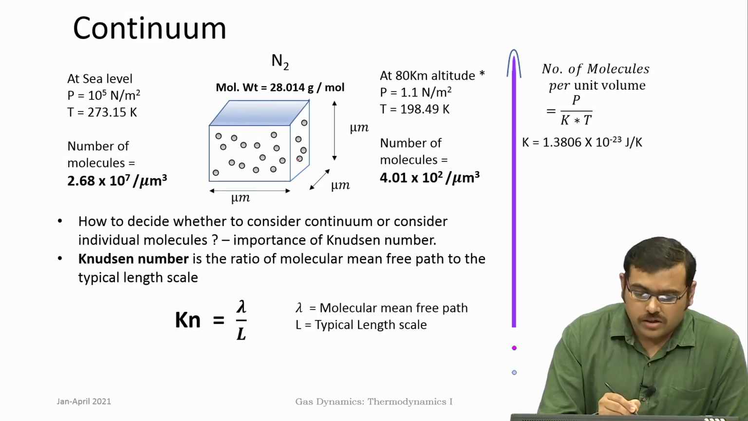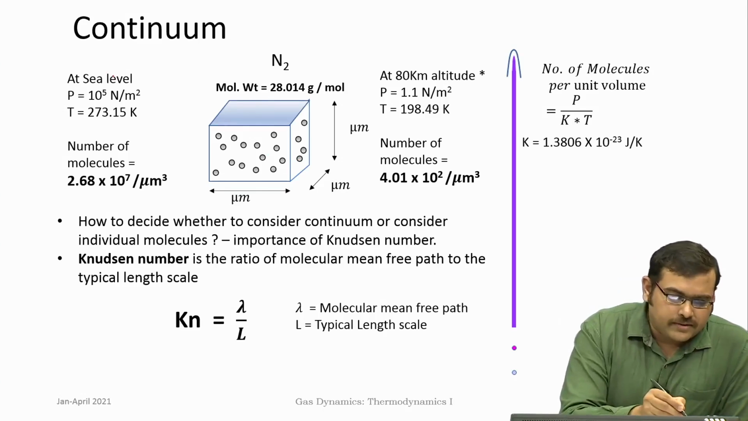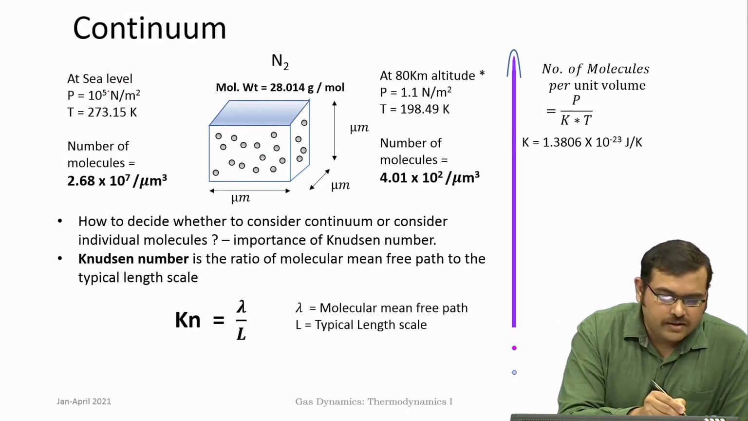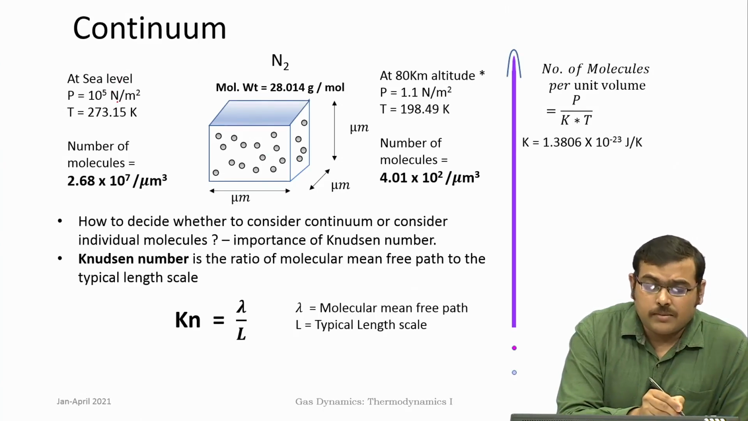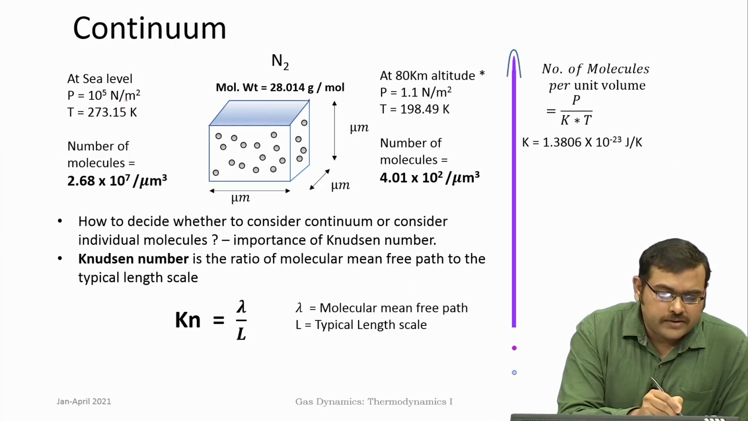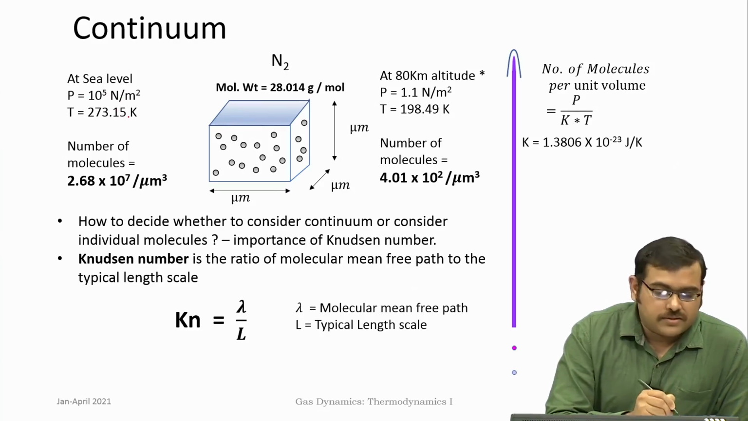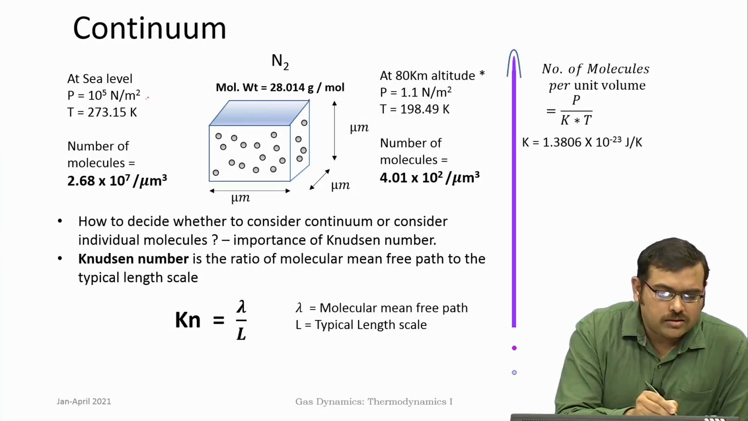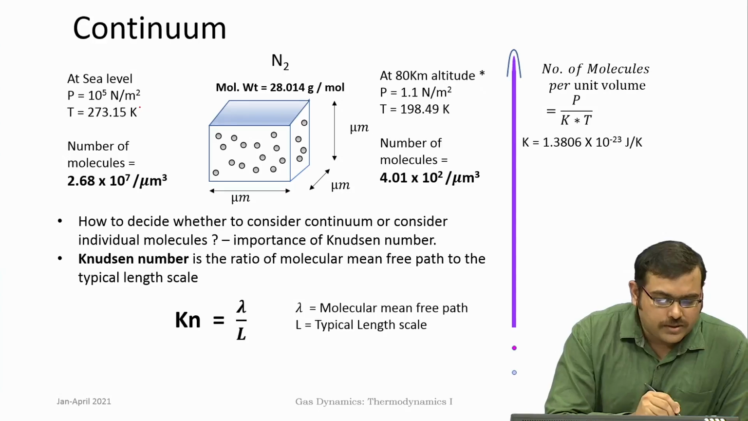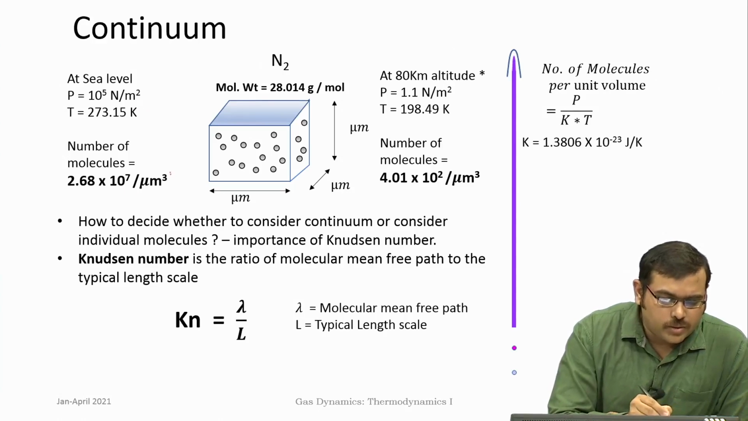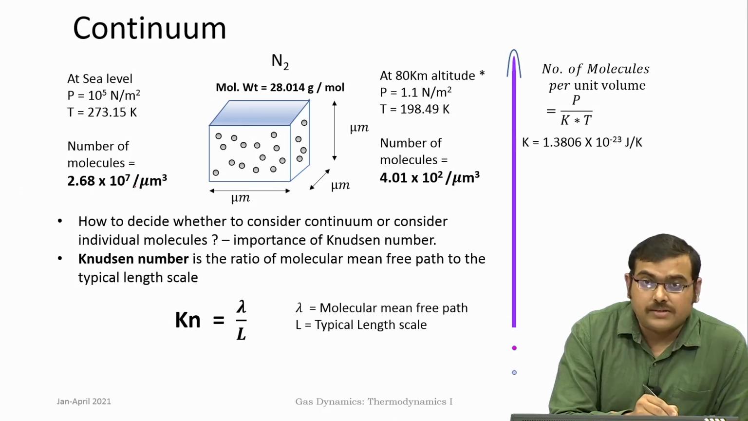It is quite a small cube, but when we consider sea level, which has about a bar of pressure and temperature approximately around 273 K, which is almost 0 degrees centigrade, you will have a very high number of molecules, about 10 power 7.